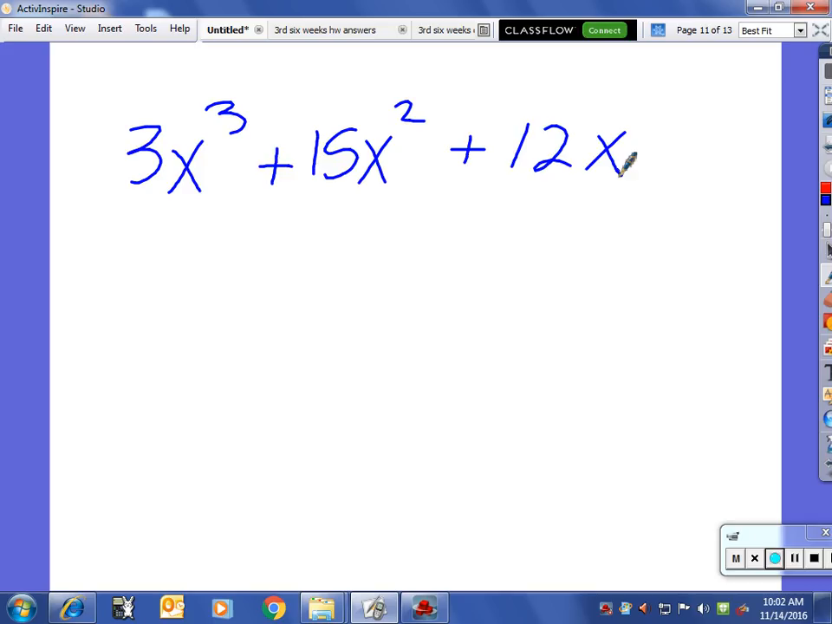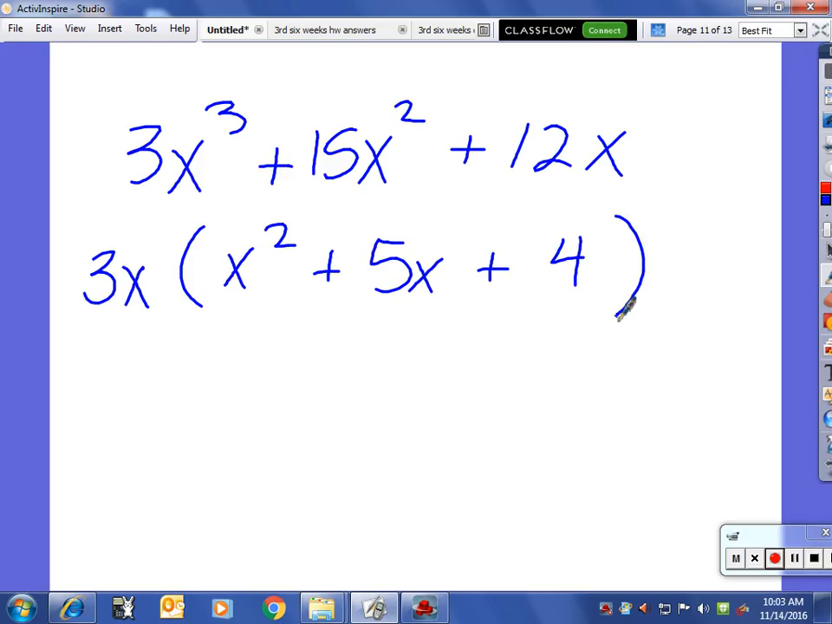What is it? A 3 and an x. Now here's why we want to take out the 3. The 3 reduces all the coefficients, which makes your life easier, trust me. And we have to get the x out of there because we can't factor it like it is. We're used to factoring x squareds into x times x. So I need to take out a 3x. Now what am I left with? X squared plus 5x plus 4.